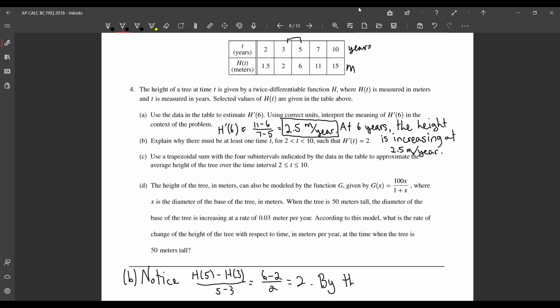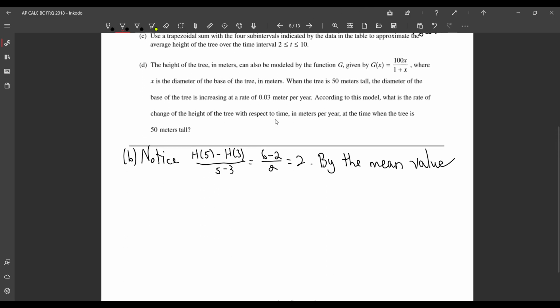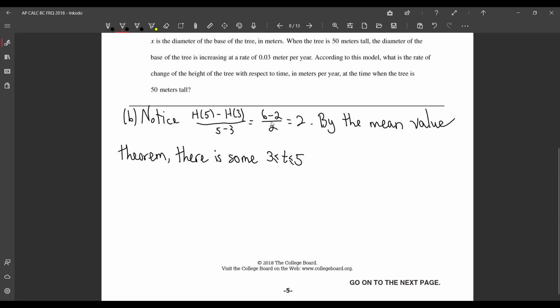So by the mean value theorem, there is some t, and in particular we know it must be between 3 and 5, where h prime of t is equal to 2. Okay.